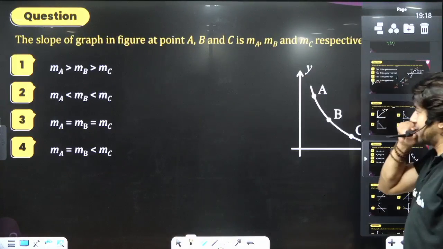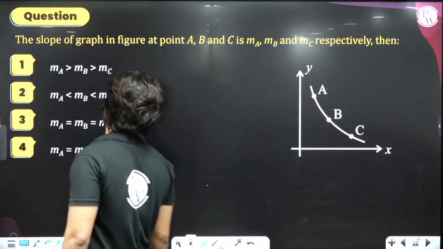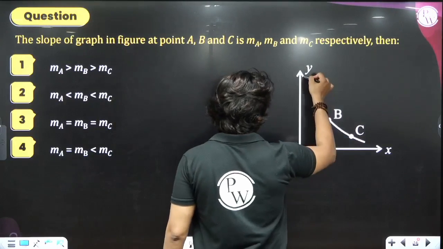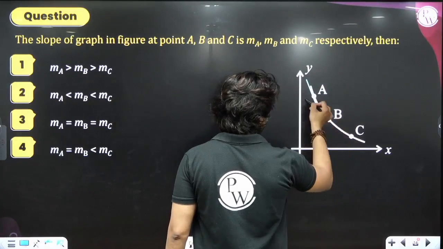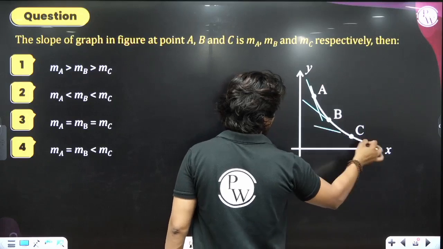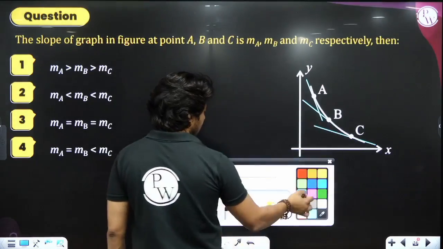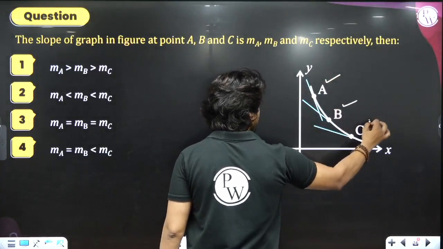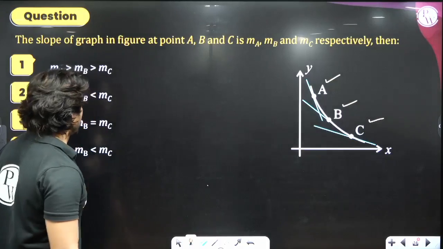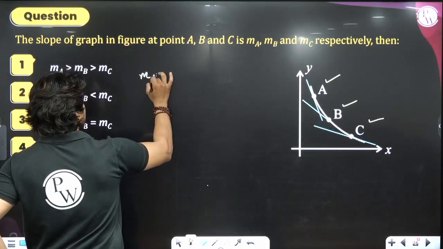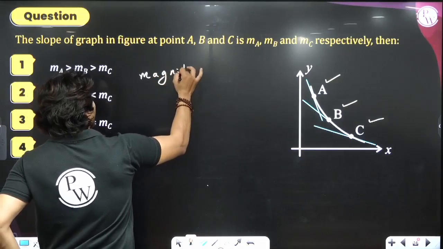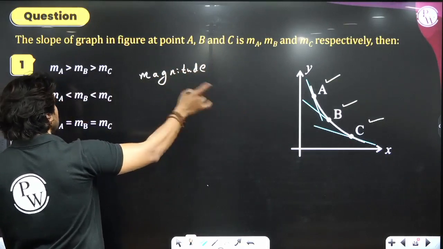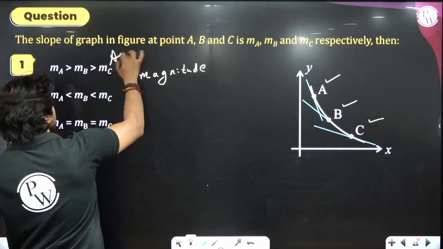Here we go. Next question. The graph shown in front of you. Find out the slopes A, B, and C. Clearly you can say that the magnitude of the slope A is maximum, then the slope B, then the slope C. I am talking about the magnitude. So the magnitude of slope 1 is maximum, then the slope 2, then the slope 3. So this is the answer.